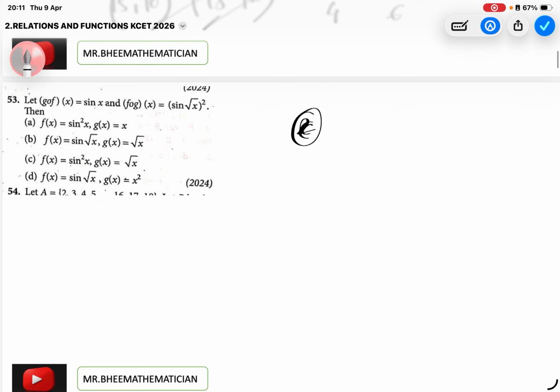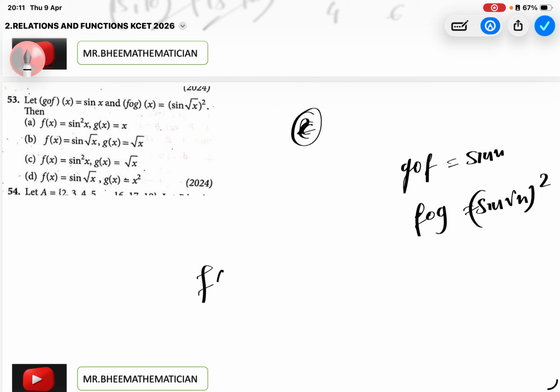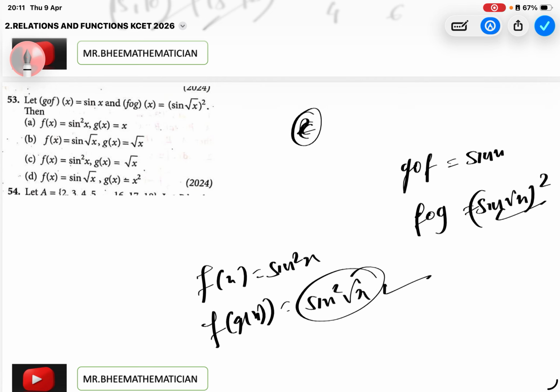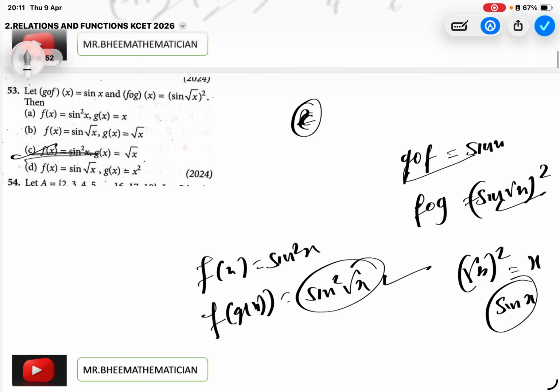Trial and error. So f of x is given as sin x, and f of g is given as sin root x square. So obviously which option? Only C is correct. So f of x is sine square x. Then use that, f of g of x is sine square root x. So this is correct. And like that g of x is also root x square, then it will be x, then that is sine x. I hope it is clear. So option C is correct.